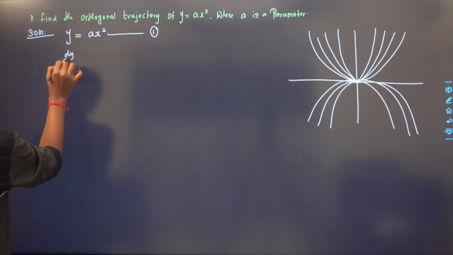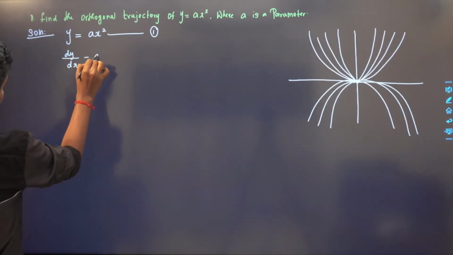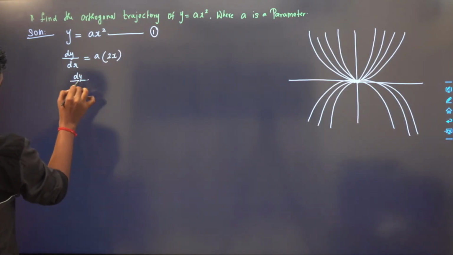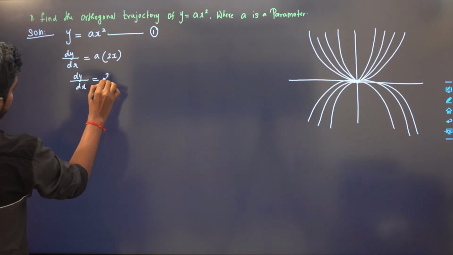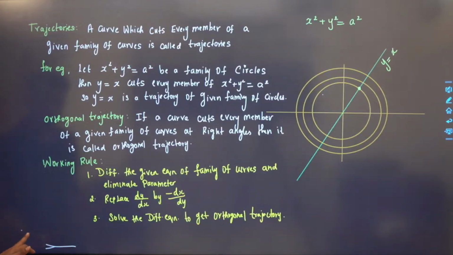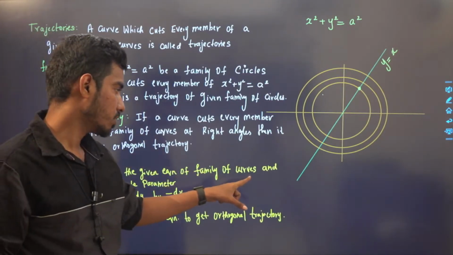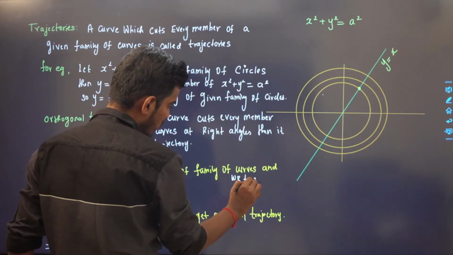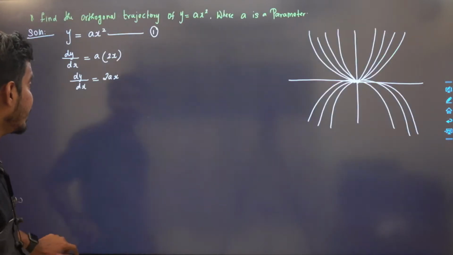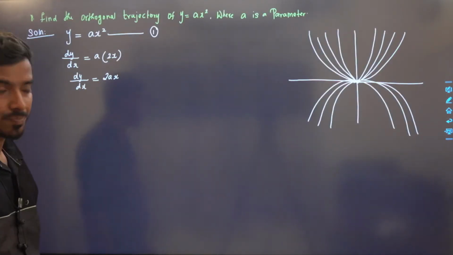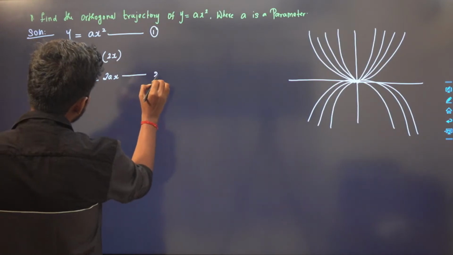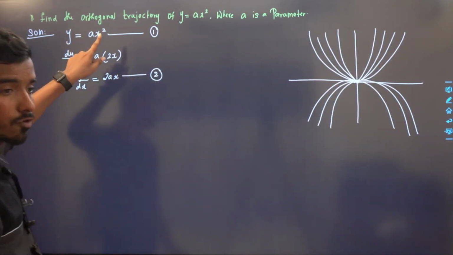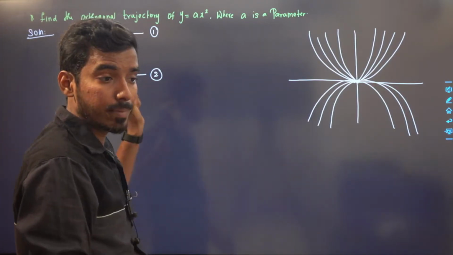So we have dy by dx is equal to a into 2x, so dy by dx is equal to 2ax. So we have differentiated the given equation of family of curves with respect to x, and now we eliminate the parameter. We need to eliminate this a, the parameter a. So how to eliminate a? Very simple. From 1 you find the value of a. a is y by x square, right?